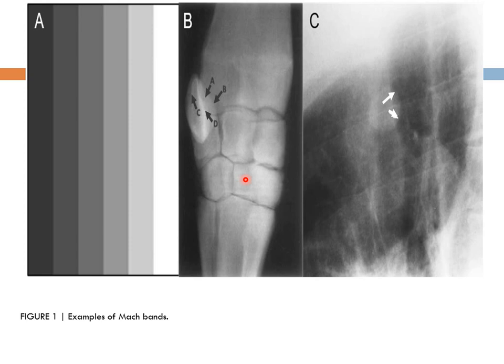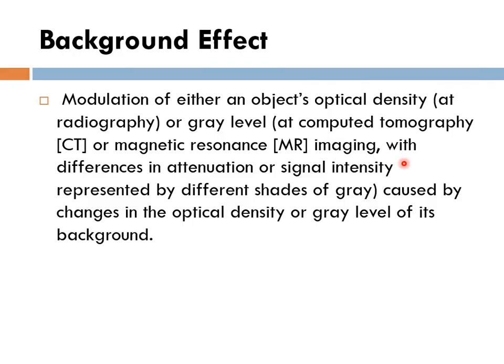Again, okay. This is about the lines, the dark line and the white line, negative and positive Mach bands. On the lateral chest X-ray, we have this nodule. There's actually this dark line surrounding the boundaries of it. Sometimes the Mach bands are useful. We have another thing, it's called the background effect.